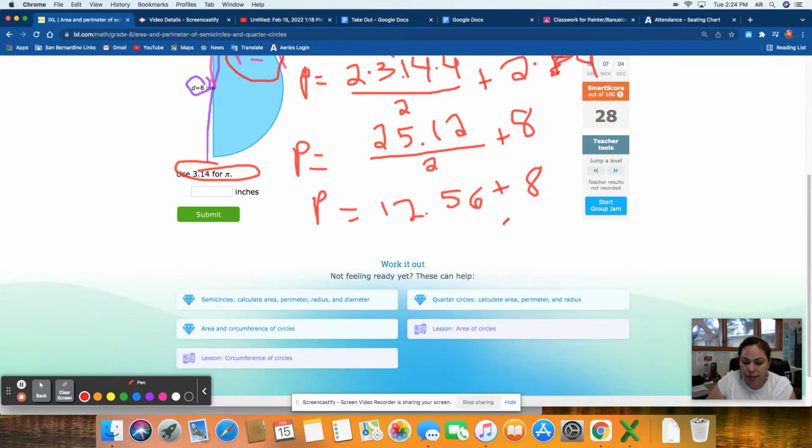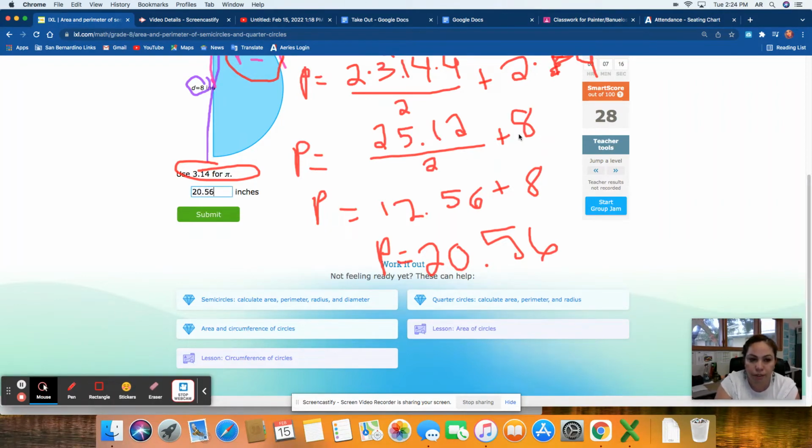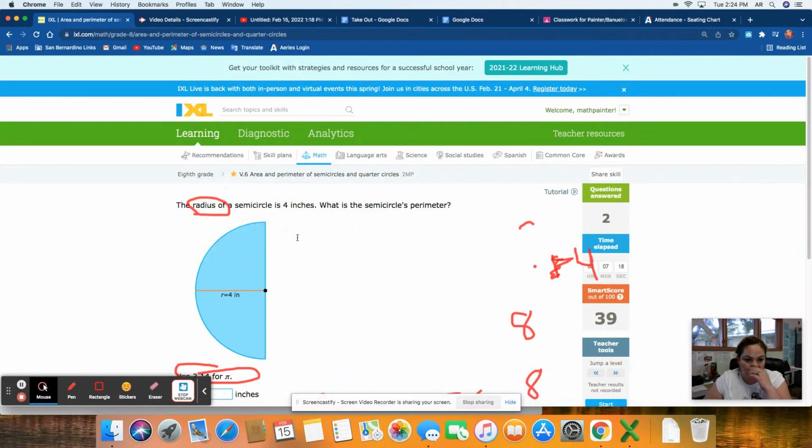12.56 plus 8 equals 20, so P equals 20.56. So our final answer is 20.56, and correct.